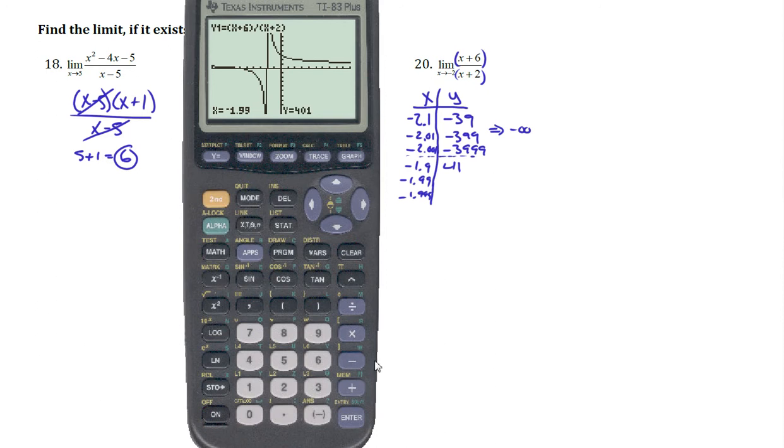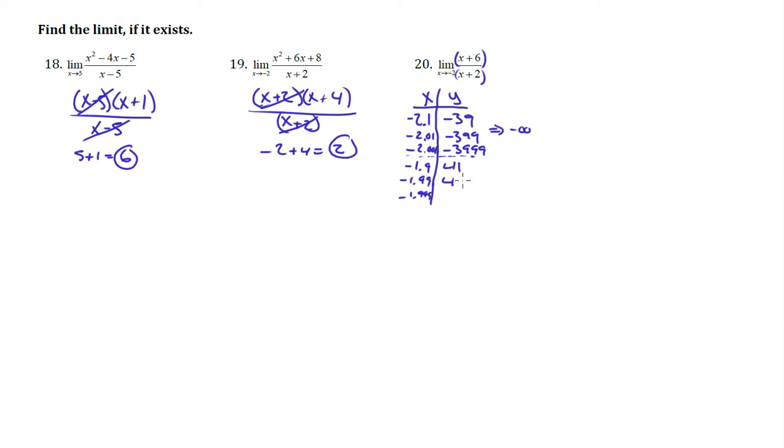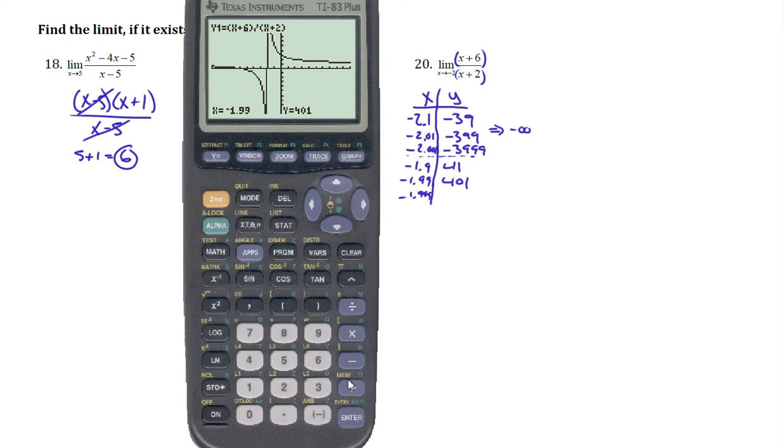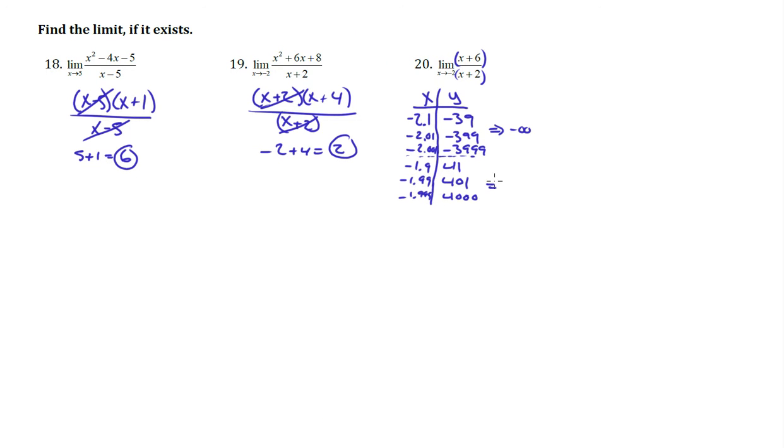-1.99, that's getting a little closer to -2, and that's 401. And then -1.999 gets us to 4001. So this basically here is going towards positive infinity. Okay, so we figured out what's happening on the negative side of -2, and we also figured out what's going on the positive side of -2, and they're going towards different numbers here and different values. So on this here, the limit does not exist.